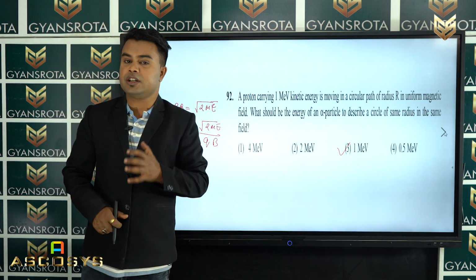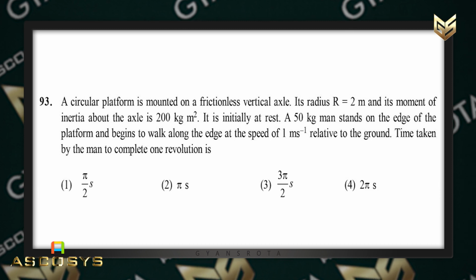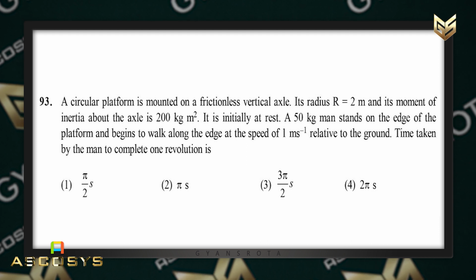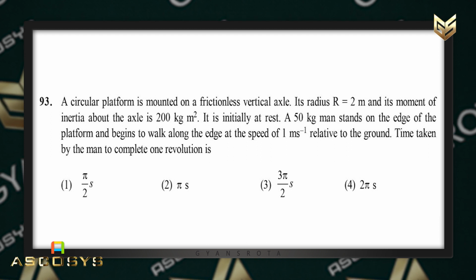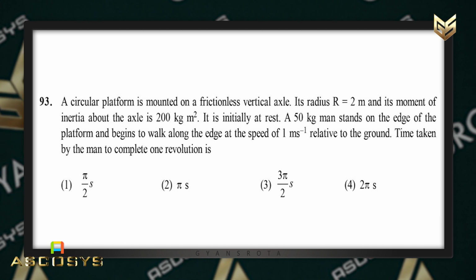Now let us move to the next question, that is question number 93. A circular platform is mounted on a frictionless vertical axle. Its radius r is equal to 2 meter and its moment of inertia about the axle is 200 kg meter square. It is initially at rest. A 50 kg man stands on the edge of the platform and begins to walk along the edge at the speed of 1 meter per second. Relative to the ground, the time taken by the man to complete one revolution is how much?